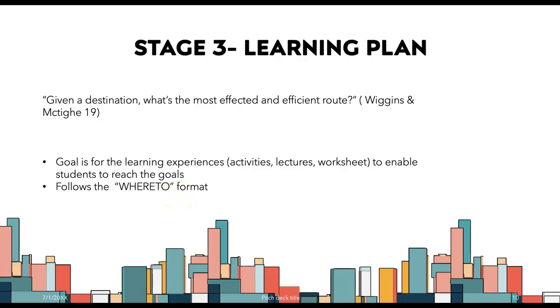So the W, where the unit is going, hook the students, that's the H, hook the students and hold the interest. E, equip students with experiences to be able to explore. R, allow opportunities for the students to rethink and revise. Another E, allow the students time to evaluate their work. T, tailor the activities to the students' different needs and abilities. And O, make sure that the format is organized to sustain the effectiveness of the goals.